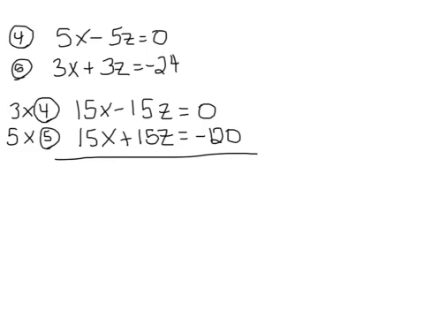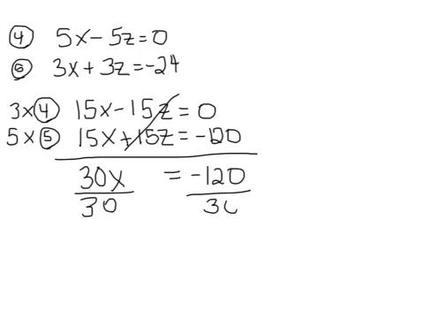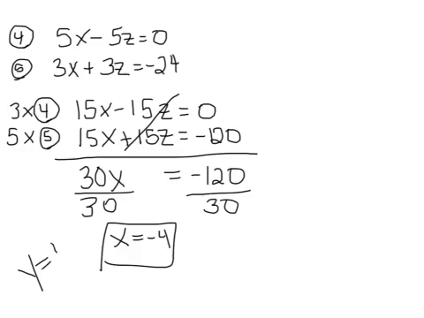Add, addition method, right? 15x plus 15x is 30x. The z's are canceling, and I get 30x equals negative 120. Divide both sides by 30, and I get x equals negative 4. Remember from before I had y equals 4? Well, the very last step, of course, is just to get z. And you could choose any one of the equations from the original system to solve for z.